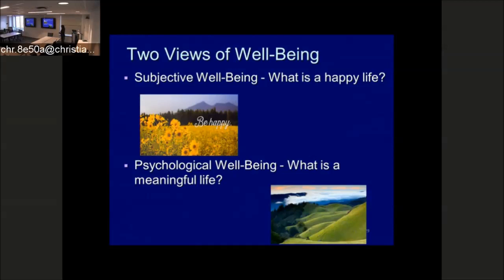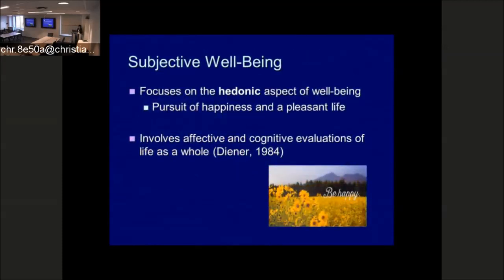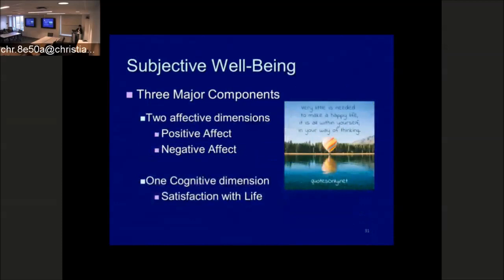Then people were asking, is a happy life all we want? No, we want a meaningful life as well, not just happy, meaningful. So the psychological well-being model came along. It asked the question, what is a meaningful life? What does a meaningful life do for us? Specifically, subjective well-being focuses on the hedonic aspect of well-being. It's the pursuit of happiness and a pleasant life. It involves affective and cognitive evaluation of life as a whole. There are three components we have already seen in the example: positive affect, negative affect, and satisfaction with life.